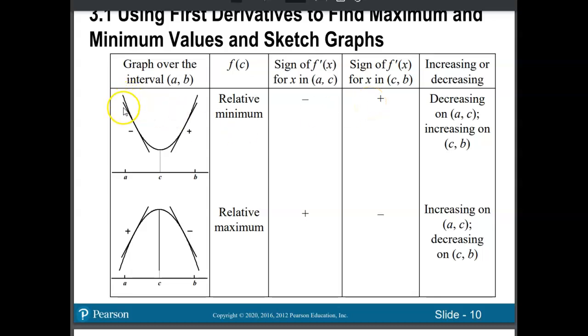So it has to be the case that if the derivative is negative, the slope of the tangent line is negative, we would be decreasing. And then if the slope of the tangent line is positive, that would mean increasing. So if you go from negative to positive with the derivative signs, that would mean decrease to increase on the interval. That always implies you're going to hit a min in the middle.